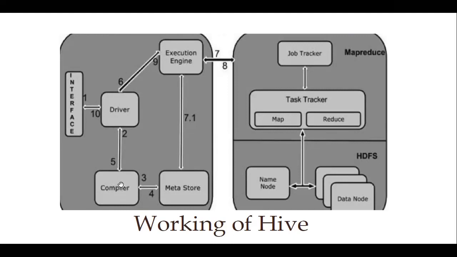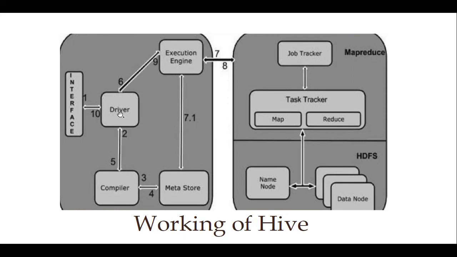And again, this compiler will be checking with the metastore. The metastore will have all the description and the schema related details about the particular data. So this will be checked by the compiler, and again the compiler will prepare a query plan. One of the important things here is that the compiler will prepare a query plan, and this query plan will be sent again to the driver for execution.